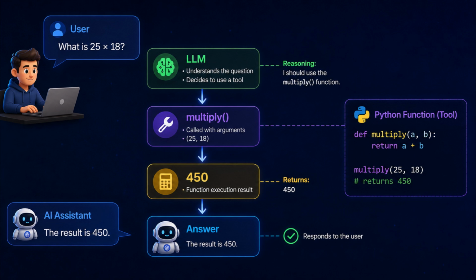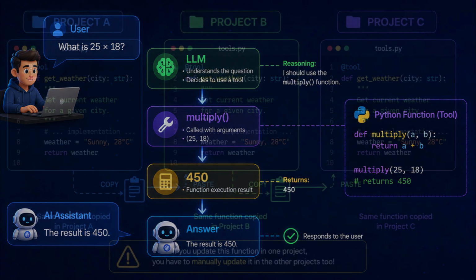The language model decides that multiplication is required. Instead of calculating itself, it invokes the multiply tool, receives the result, and responds to the user. This is a direct function call inside your application.